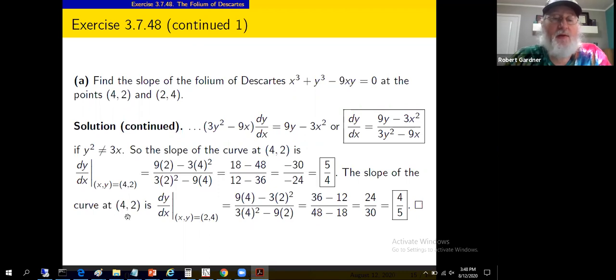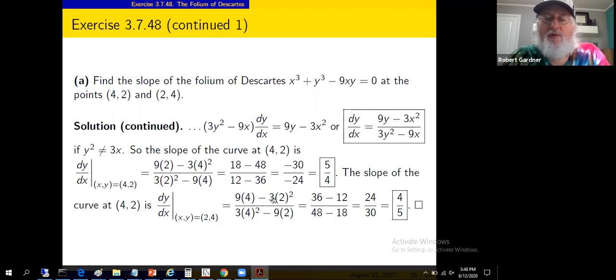At (2, 4), it's got a little typo here, at (2, 4). Evaluate the derivative at (2, 4). Sorry, I'll fix that in the notes. Should read (2, 4). That was the second question, (2, 4). I've plugged the numbers in correctly, so we're all right. But I'll fix that typo.